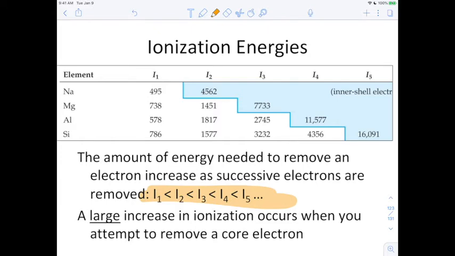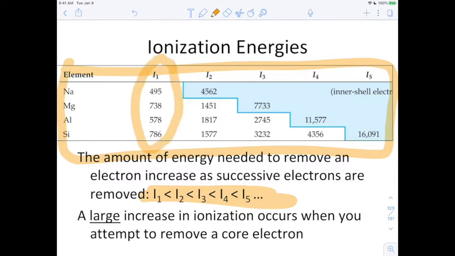All right, so next up what I want to talk about is a chart that's up here. This is a chart of ionization energies. Here is I1, the first electron that is going to be removed. Then here is I2, the second electron that will be removed. I3 is the third, I4 is the fourth, and so on.